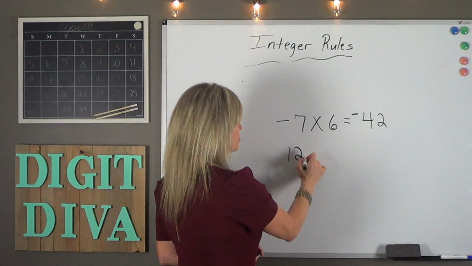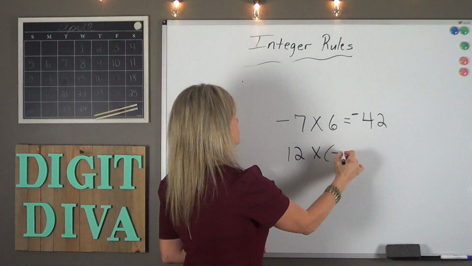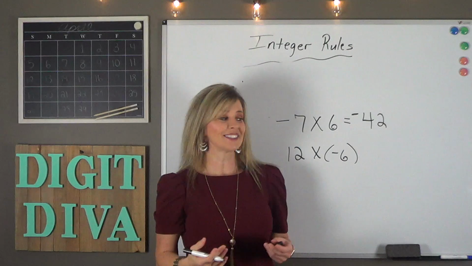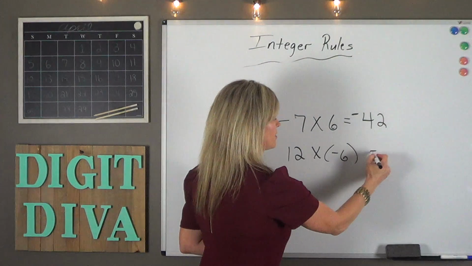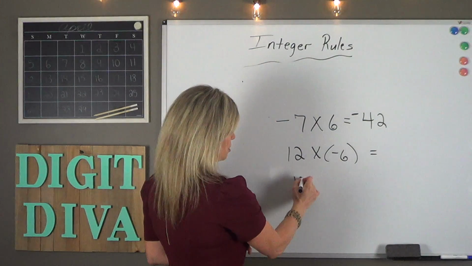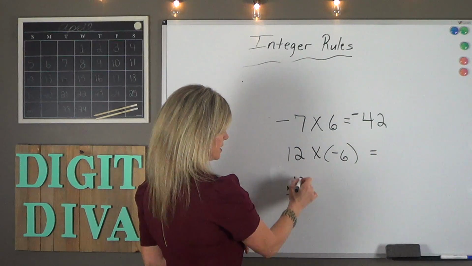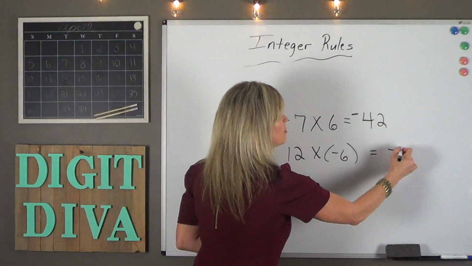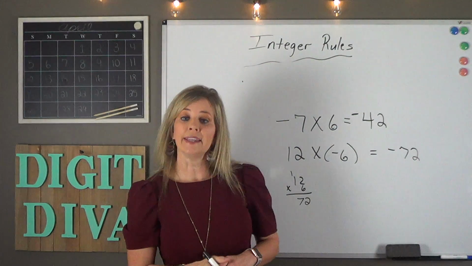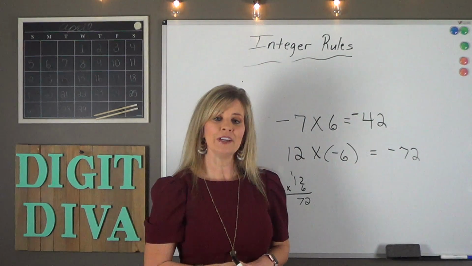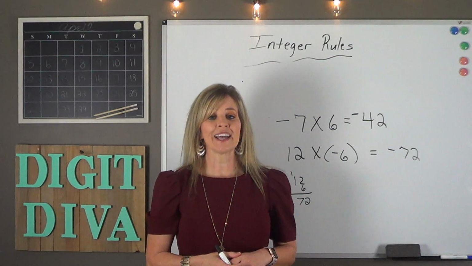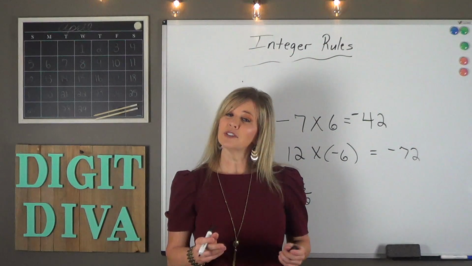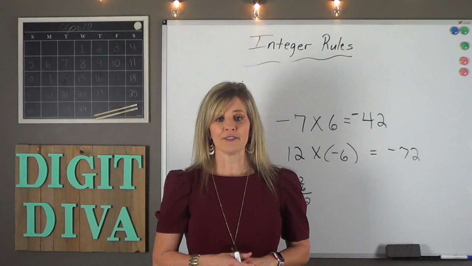How about positive 12 times negative 6? Okay, positive 12 times negative 6. So I'm simply going to do the math. 12 times 6, I can come off to the side. All right, 6 times 2 is 12, carry my 1. That would equal 72. But the answer is going to be a negative 72. So, long story short, if your signs are the same and you're multiplying, you're going to have a positive answer. If your signs are different, you'll have a negative answer.